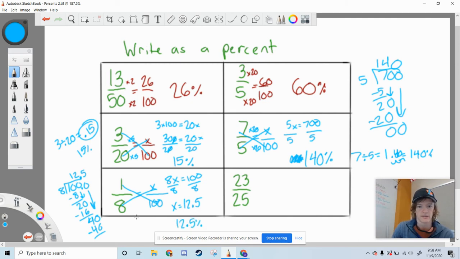That's what 1/8 is. The next one we can pretty easily say, well, this is times 4. So we'll do times 4 here. 23 times 4. 3 times 4 is 12. That'll be 8 plus 1 is 9. So this will be 92%.